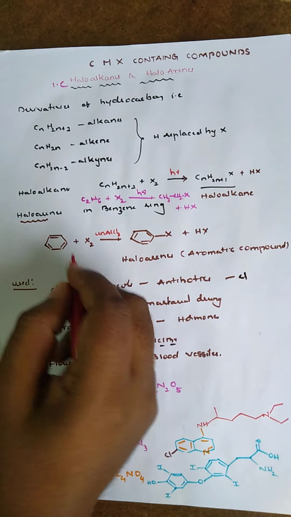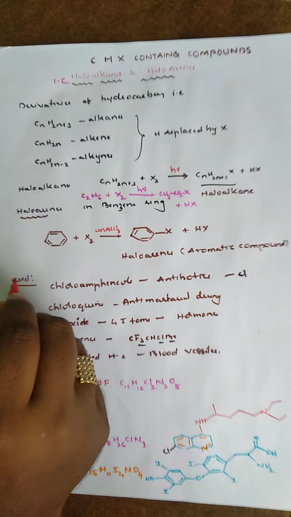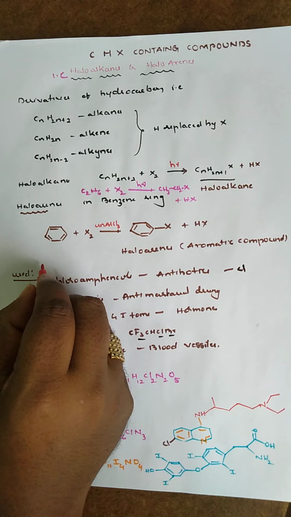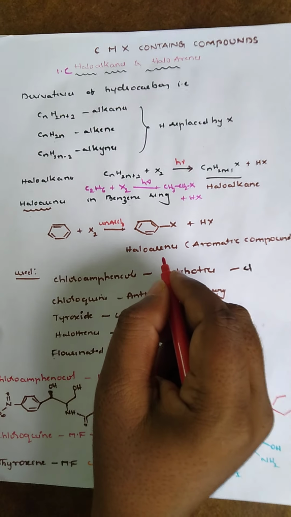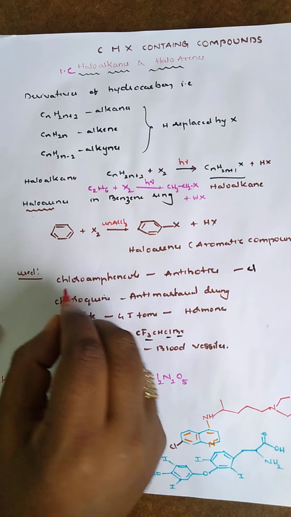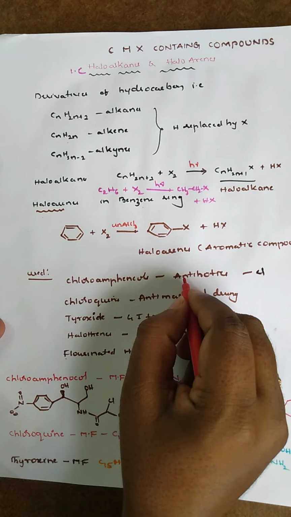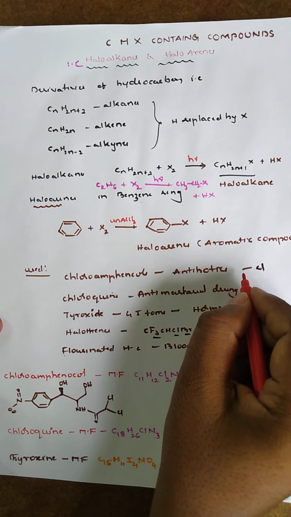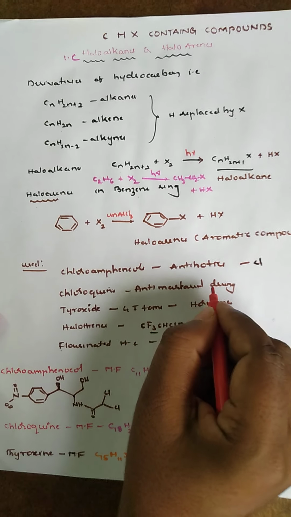What is the need to study carbon, hydrogen, halogen containing compounds? Because these halogen containing compounds are used in the medicinal industry, in so many drugs. For example, chloramphenicol is used as an antibiotic drug. Chloroquine is used as an anti-malarial drug.